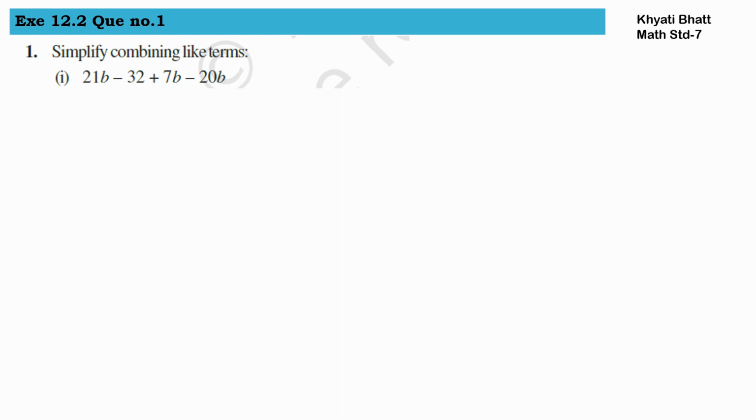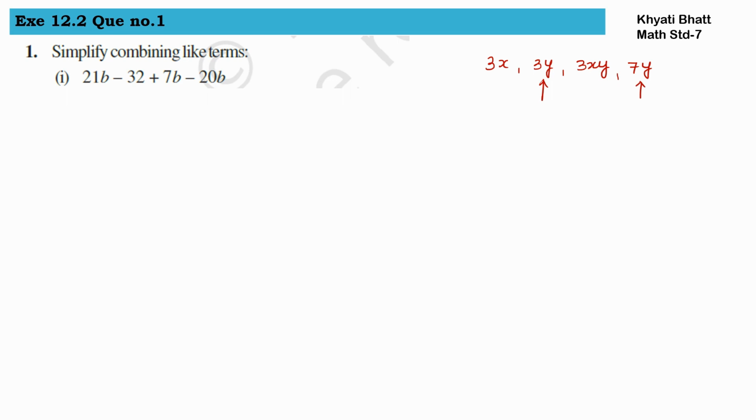Exercise 12.2, question number 1. Simplify combining like terms. So we have to simplify this by combining like terms. Now what are the like terms? If we have 3x, 3y, 3xy and 7y, then the 3y and 7y are like terms.